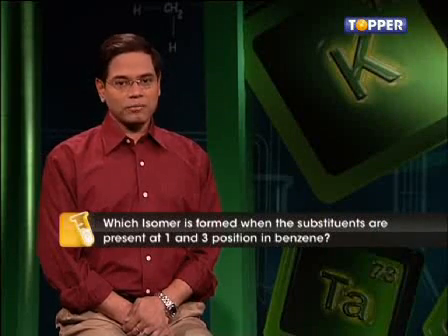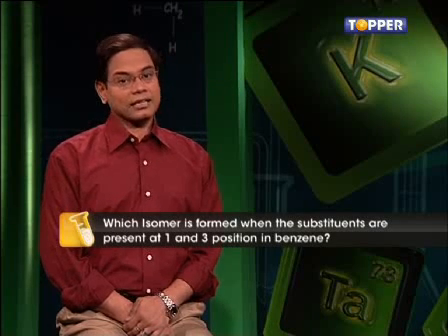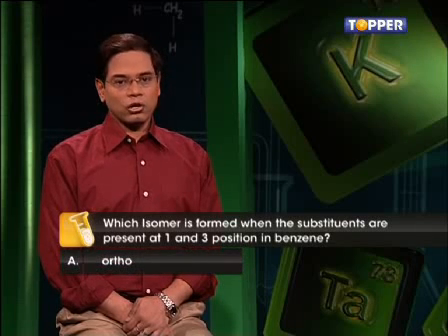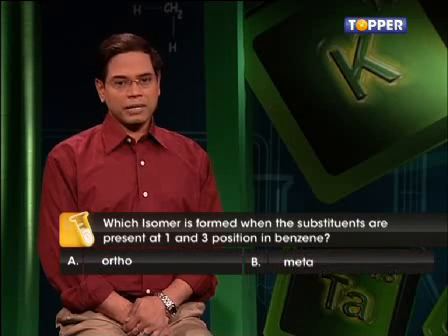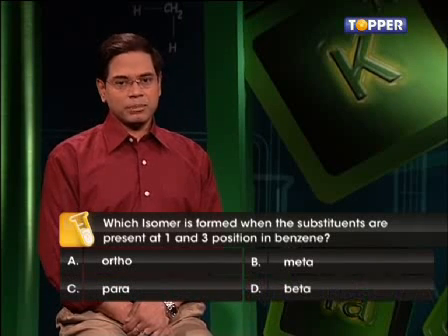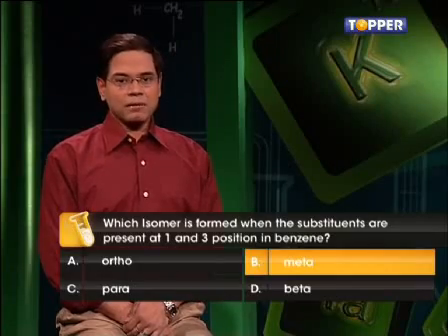The second question coming right your way. Which isomer is formed when the substituents are present at the first and third position in benzene? A. Ortho isomer, B. Meta isomer, C. Para isomer, D. Beta isomer. Well, the answer is B. Meta isomer.